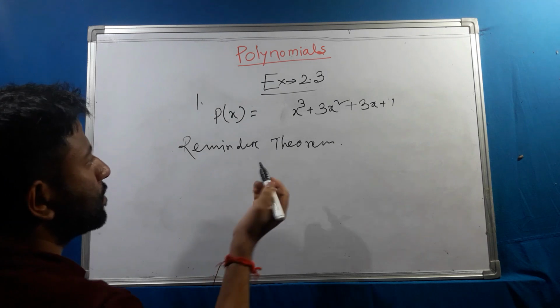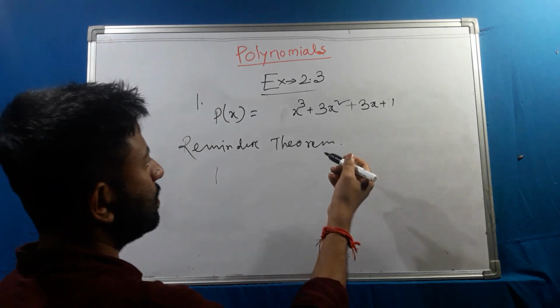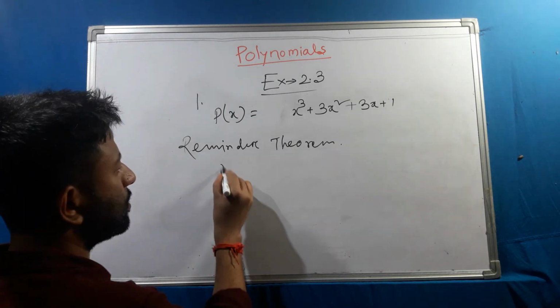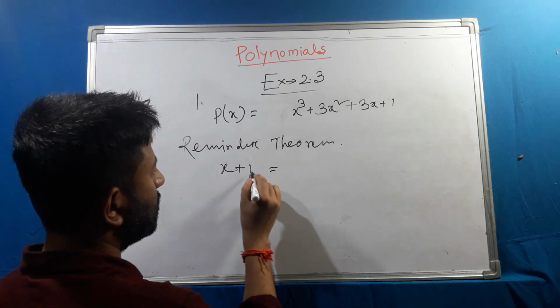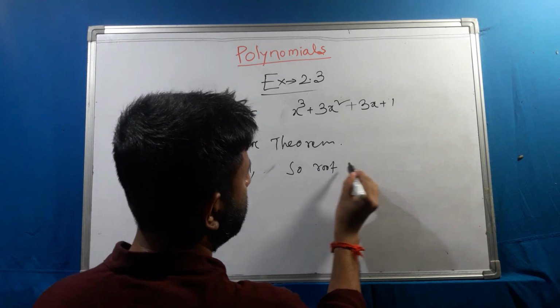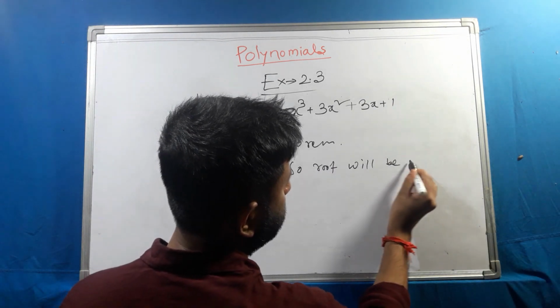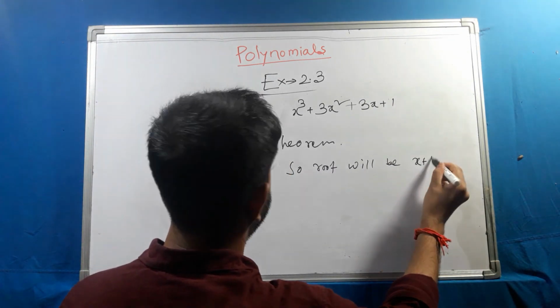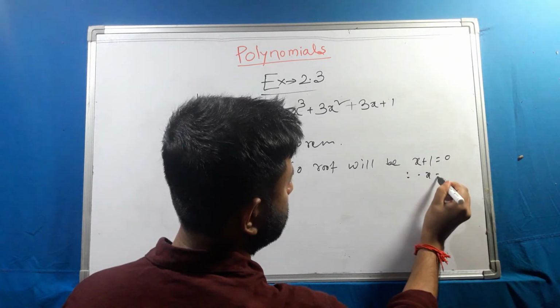In the remainder theorem, the divisor is given as x plus 1. So what will be the root? Setting x plus 1 equal to 0, we get x equal to minus 1.